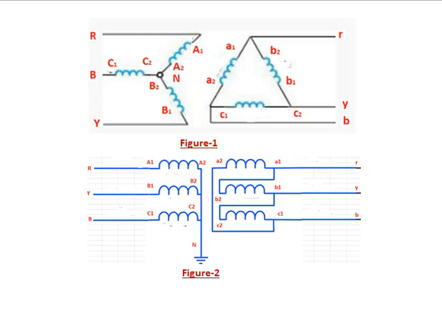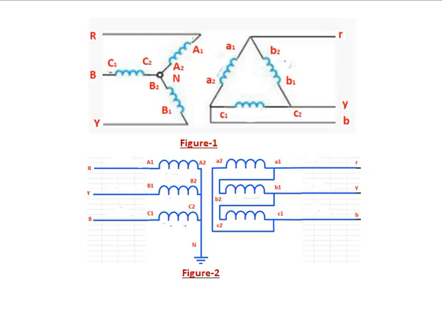Transformer is connected between HV side and the LV side. It is represented in figure 1. Figure 2 is the same one only, but it is called an engineering drawing. Capital letters A1 and A2 are R phase HV winding. Capital letters B1 and B2 are Y phase HV winding. Capital letters C1 and C2 are B phase HV winding. Small letters a1, a2 are R phase LV winding. Small letters b1 and b2 are Y phase LV winding. Small letters c1 and c2 are B phase LV winding.